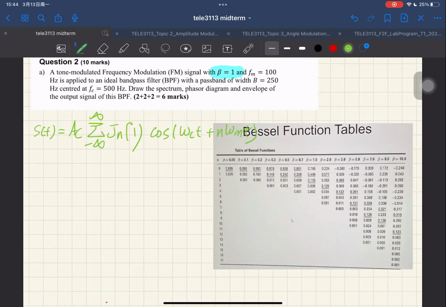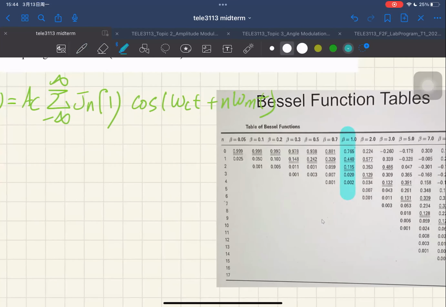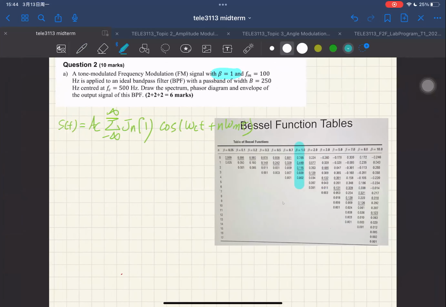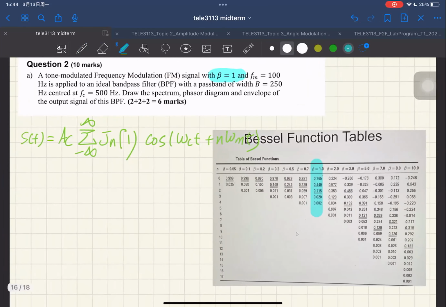And if you look at the table, we can just look at this line, because that's all the information that we need. This line is beta equals 1, so this column has all the information that we need: 0, 1, 2, 3, 4, 5, 6, and up to 17. But we don't have to use that much data. And fm is equal to 100 Hertz.